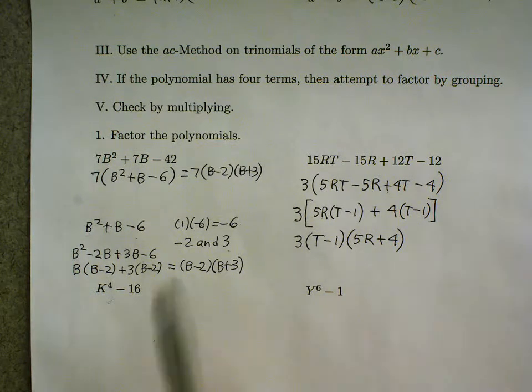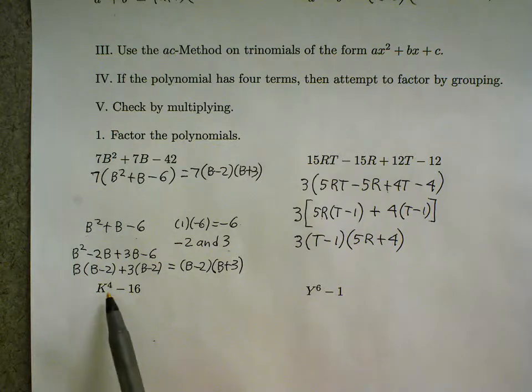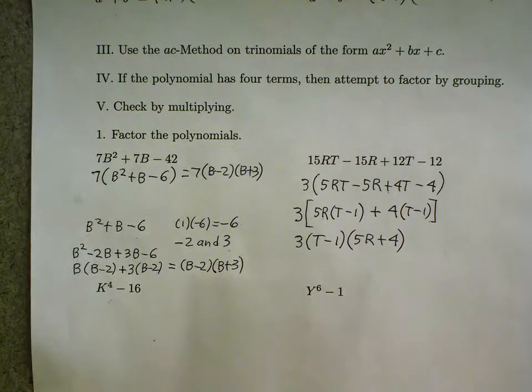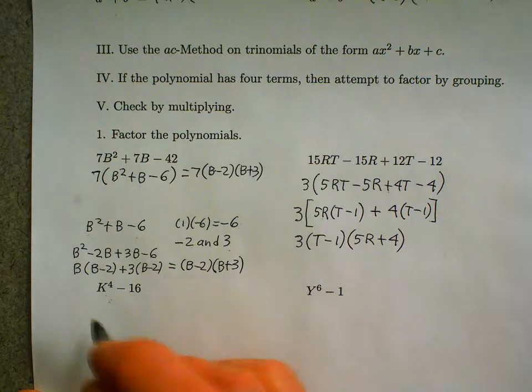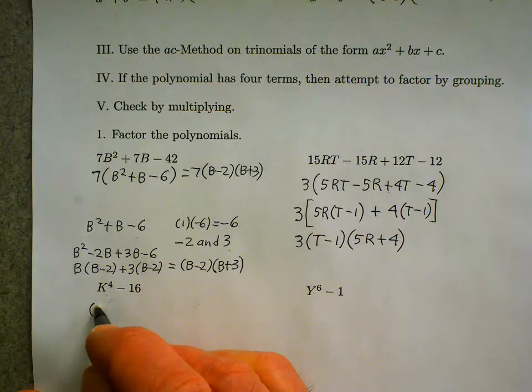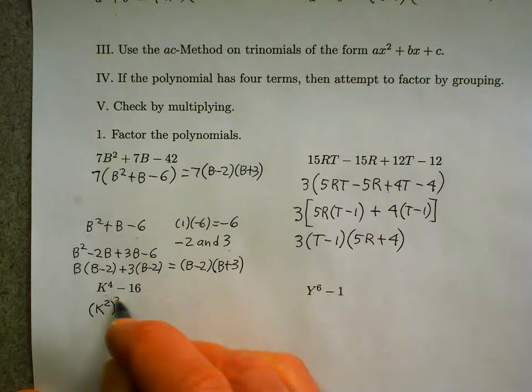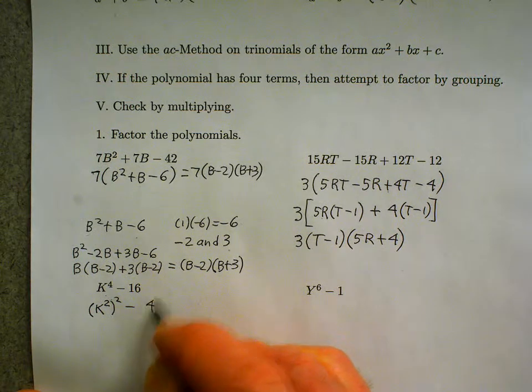So if you take college algebra, you'll learn more about differences of nth powers, where n is a positive integer. But here I'm just going to mention it in passing. So we'll treat this as a difference of squares because we know how to factor a difference of squares. So let's write it as k to the second squared minus 4 to the second.